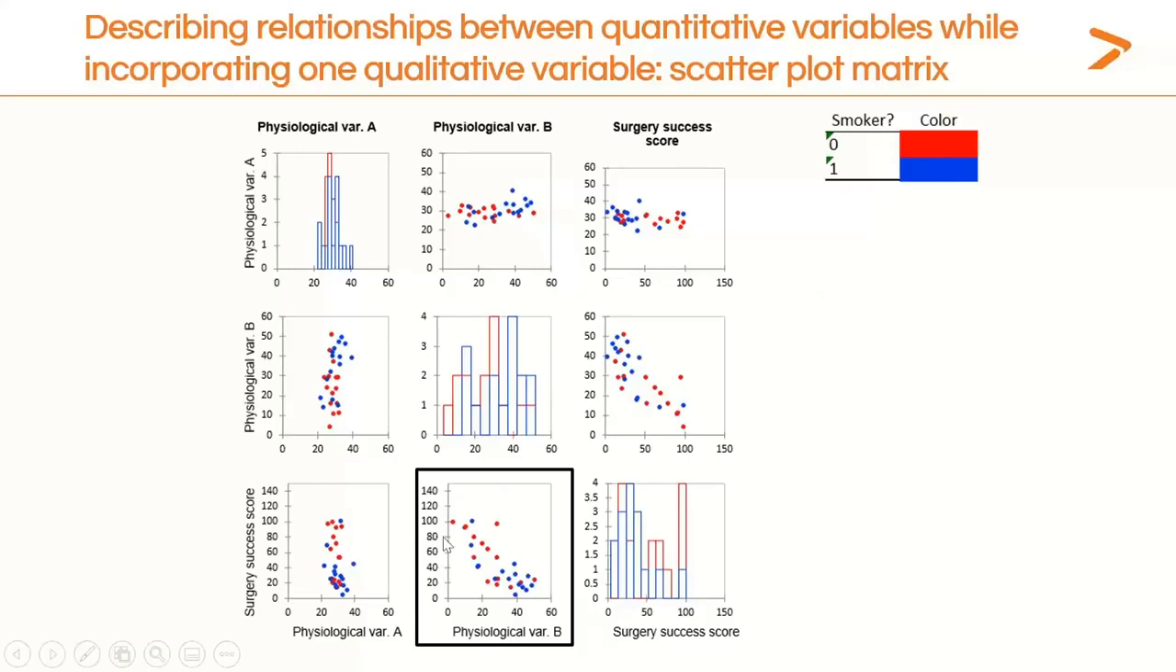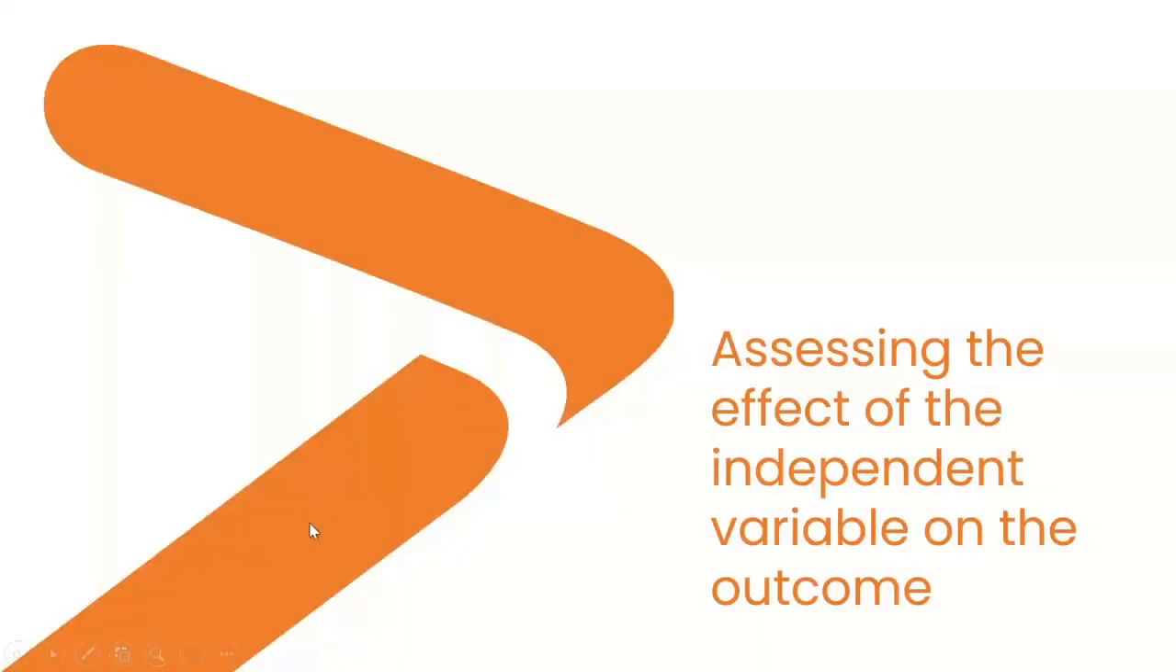This is the chart corresponding to the question I asked in the beginning of this last part of the webinar. So I wanted to investigate the effect of physiological variable B on surgery success score. Usually the dependent variable or the outcome is placed on Y and the independent variable is placed on X. So we may expect that there is an influence of physiological variable B on surgery success score. So the higher the physiological variable B, the lower the surgery success score.